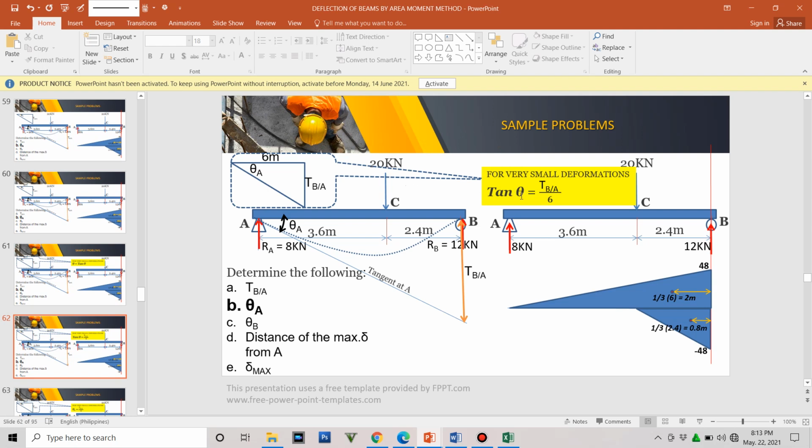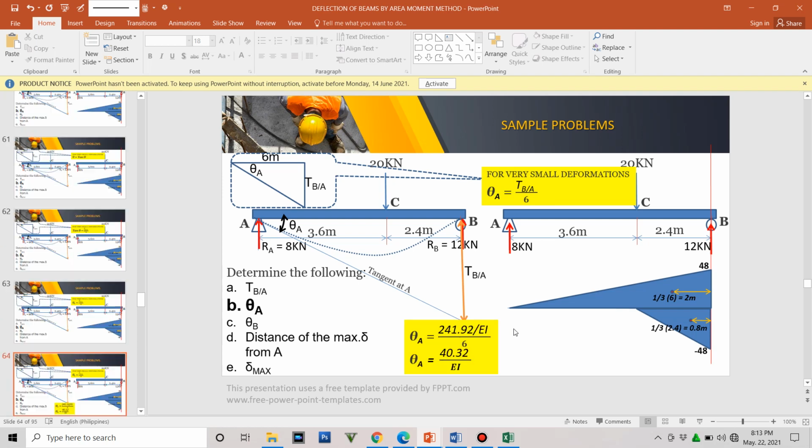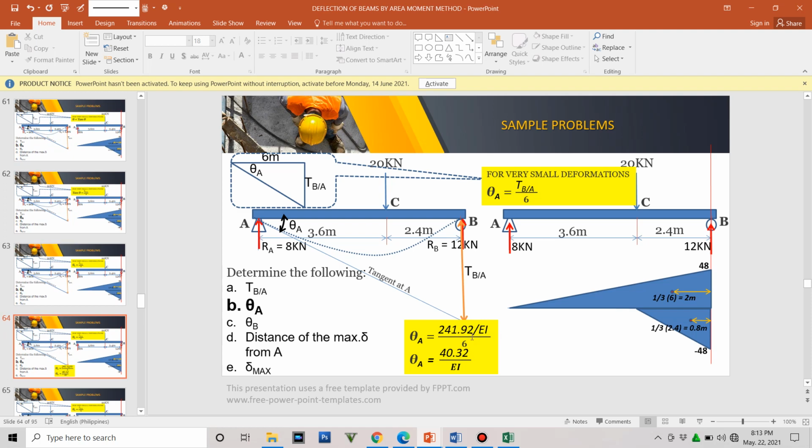Ano yung tangent theta? Theta A, ano? Opposite over adjacent. Opposite is deviation of B with respect to tangent at A, and adjacent is the 6 meter. So, ito lang yan. With that, very small nga, palitan natin yung tangent theta ng theta A na. No? So, we come up with that equation. We just substitute what we have acquired a while ago. 241.92, divide mo lang ng 6, yun na yung theta A mo. And that is 40.32 all over EI.